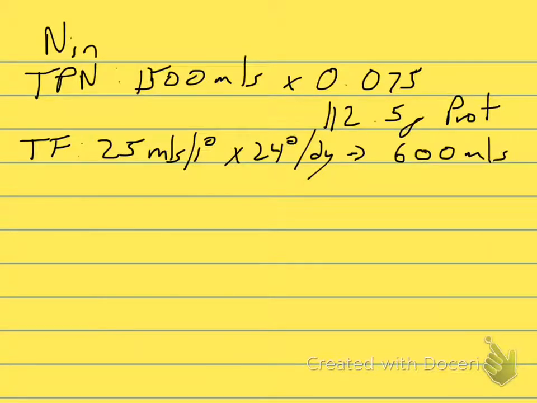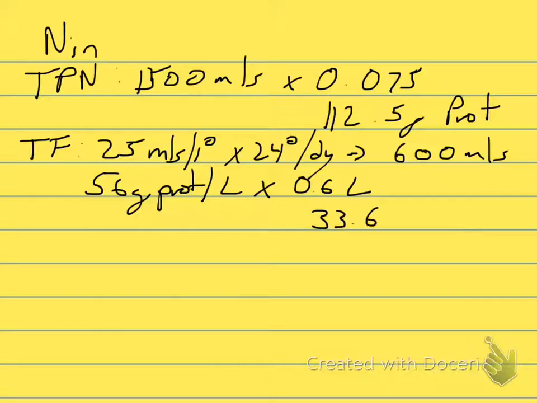And then the formula that they're using was Impact. If you remember, I said that Impact is 56 grams of protein per liter. And if we take that concentration of protein and multiply it by the total volume that we're getting, 600 mils, which is the same as 0.6 liters, then our total protein from the tube feeding is 33.6 grams of protein.